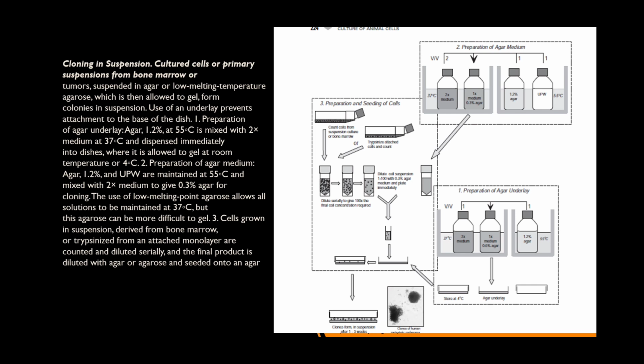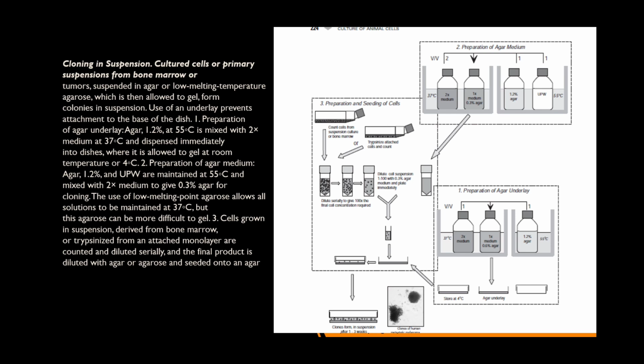First, let us look into the suspension cloning method. This is mainly done for cultured cells, primary suspensions from bone marrow or tumor cells. You can see these cells in the diagram. I hope the diagram is clear. There are three steps. The first step is preparation of the agar underlay. The second step is preparation of the agar medium, and then the third step is preparation and seeding of the cells.